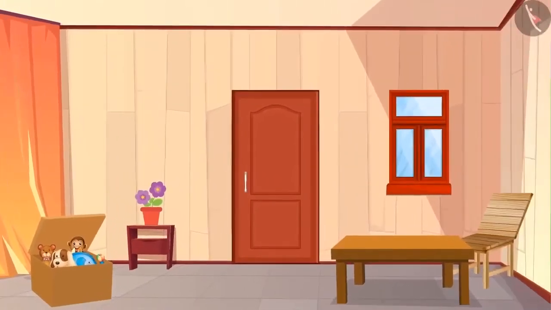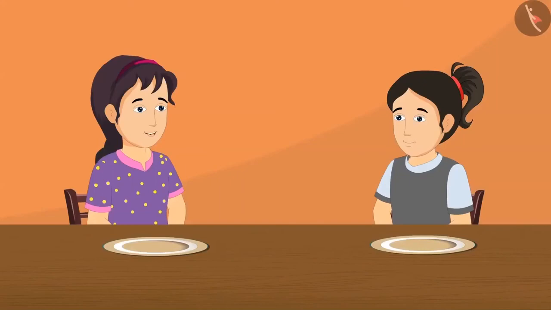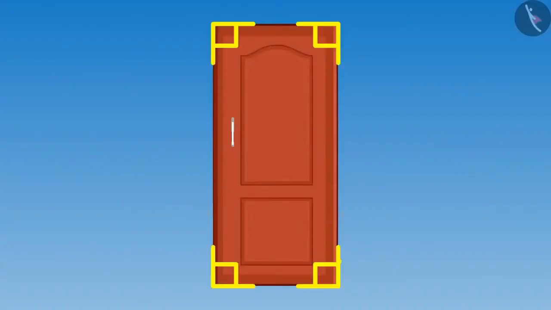Meena looks around the room. That is when she sees the door in front of her. Are there any right angles in this door? Look at this door, Riva. There are so many right angles.